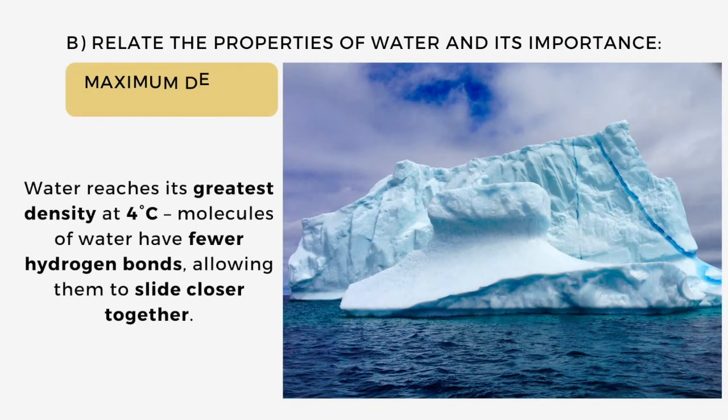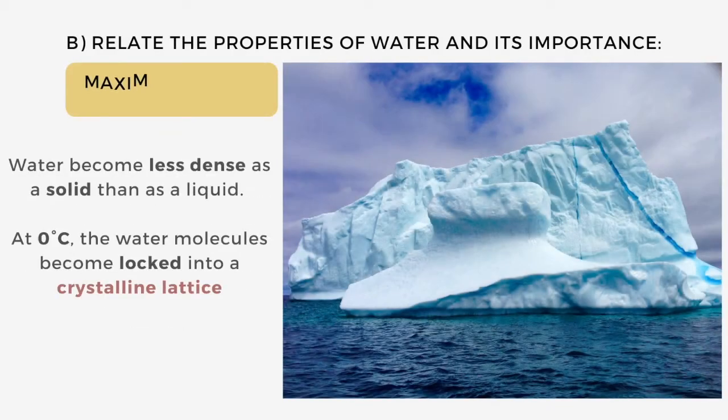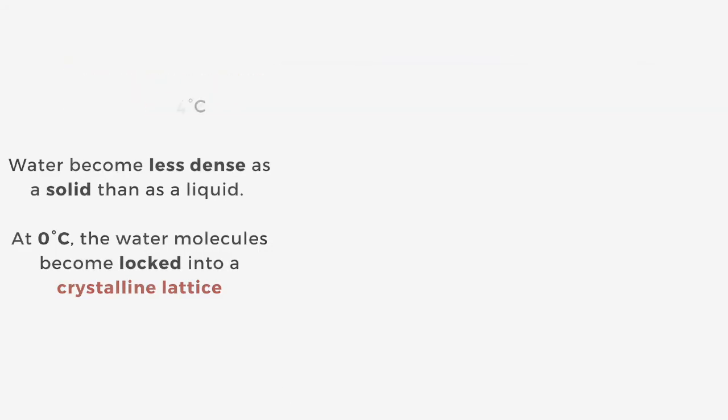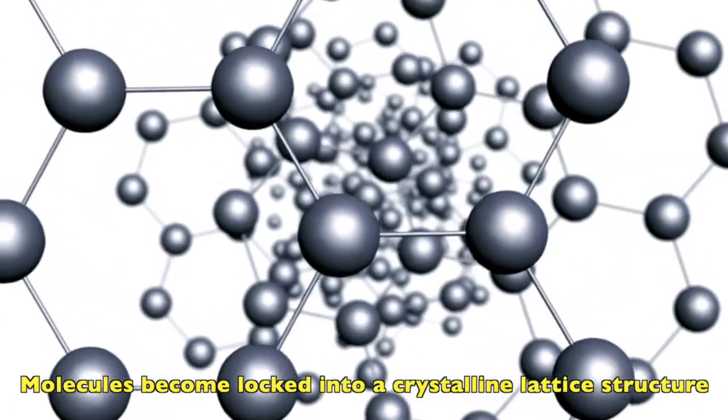The last property is maximum density at 4 degrees Celsius. Water reaches its greatest density at 4 degrees Celsius. At this temperature, the molecules of water have fewer hydrogen bonds that will allow them to slide closer to each other. Water will become less dense as a solid than as a liquid. At 0 degrees Celsius, the water molecules become locked into a crystalline lattice structure.